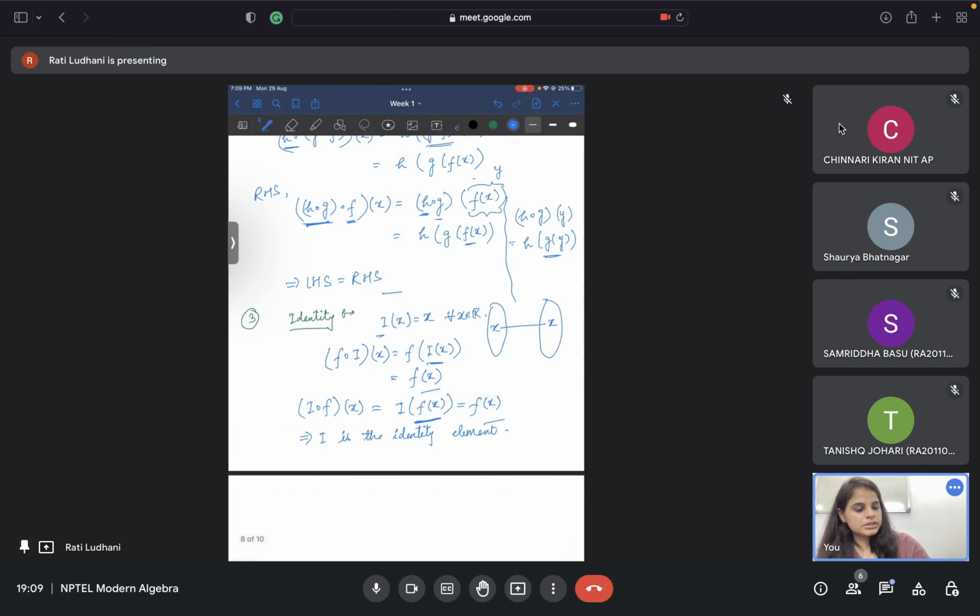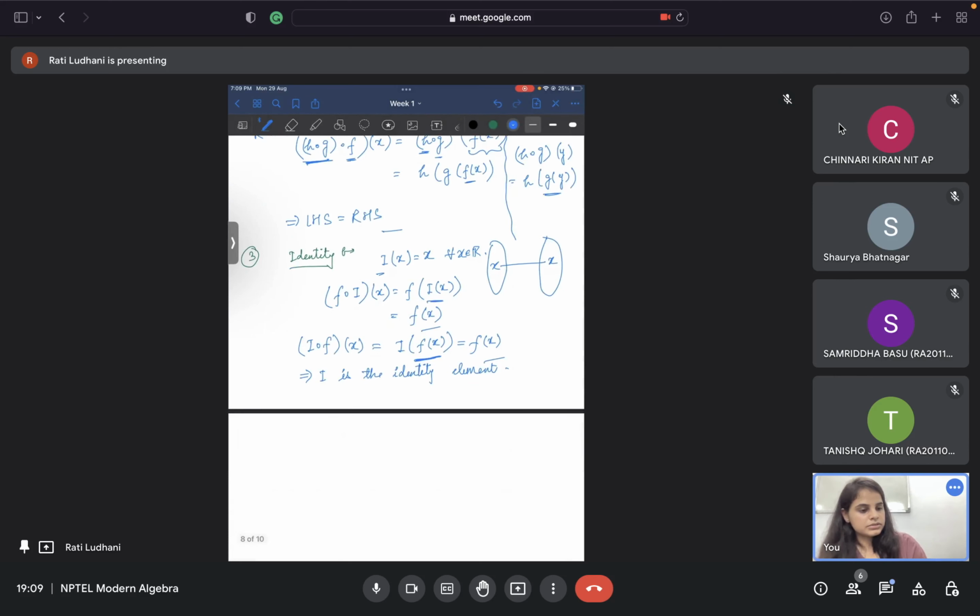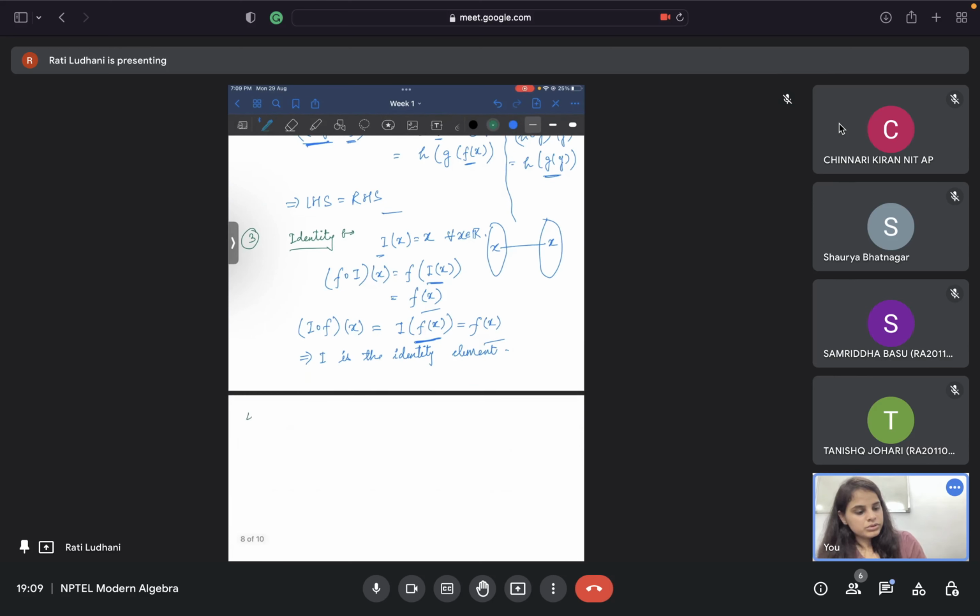Okay, now let's come to the last thing, fourth, that is inverse. Can you tell me if an inverse exists or not for every element? So f is some function, let's say f belongs to S. Maybe yes or no. Will an inverse exist always?